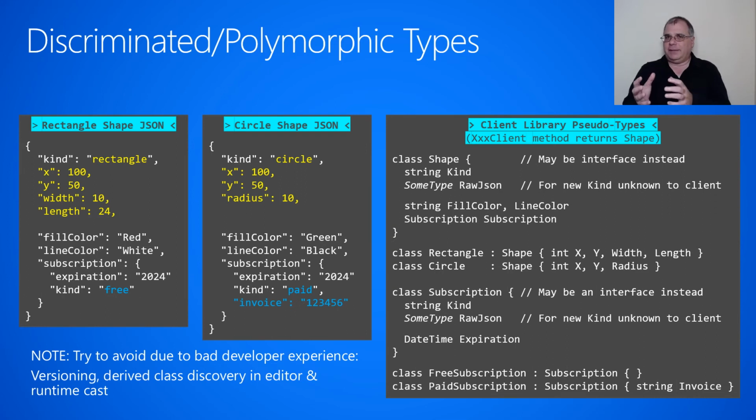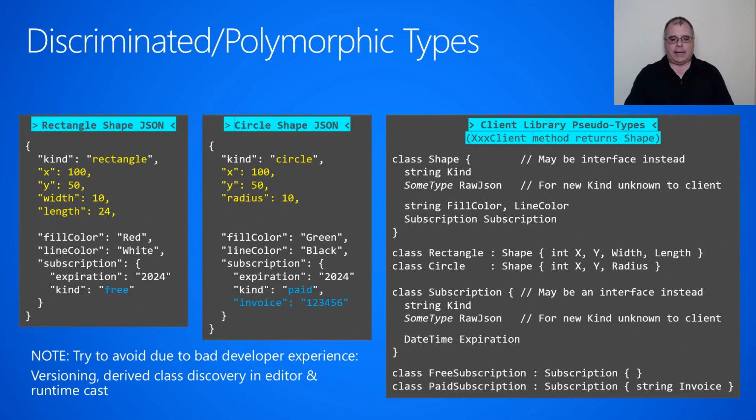This raw JSON field is an escape hatch that's added here for versioning purposes, where a newer version sends back something unknown to the old version, and the old version customer doesn't want to upgrade their client library yet, but would still like to write code to deal with this new thing that's coming back. They just have to parse the JSON manually rather than have it deserialized. Any of the properties that are common, like fill color and line color, those would still also be fields within this type. And then we would have subscription. I'll talk more about that in a moment.